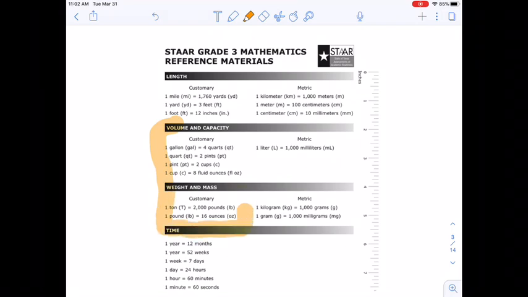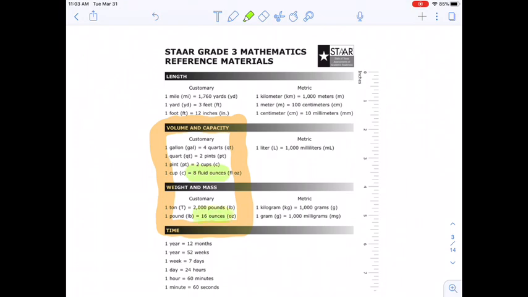So we'll be focused on these two sections today. Customary measurements of volume and capacity, and customary measurements of weight. For customary measurements of capacity, we're talking about gallons, quarts, pints, cups, and fluid ounces. And for customary measurements of weight, we'll be looking at tons, pounds, and ounces.